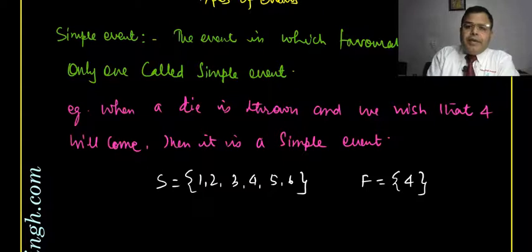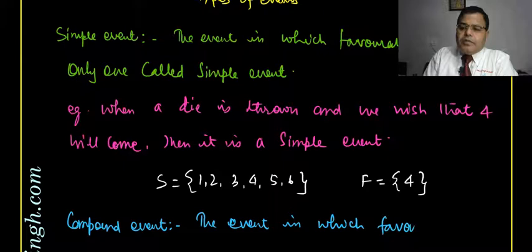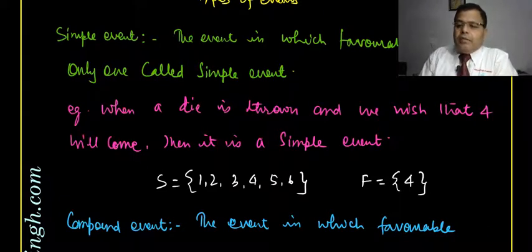The next type of event is called a compound event. A compound event is an event in which favorable outcomes are more than one.